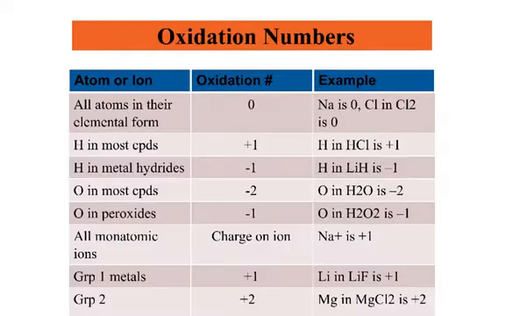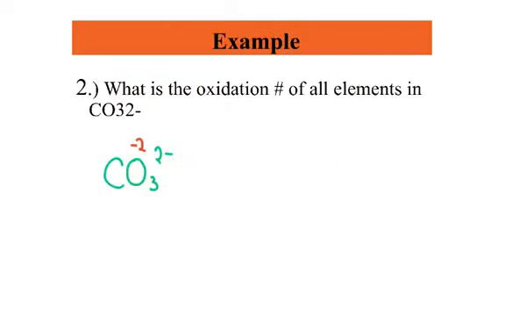So having a look, there's nothing for C, but there is for O. O in most compounds is a -2. The exception is peroxides. We do not have a peroxide, so we're going to use a -2. So again, our C is unknown, so we're going to do a little bit of math here.